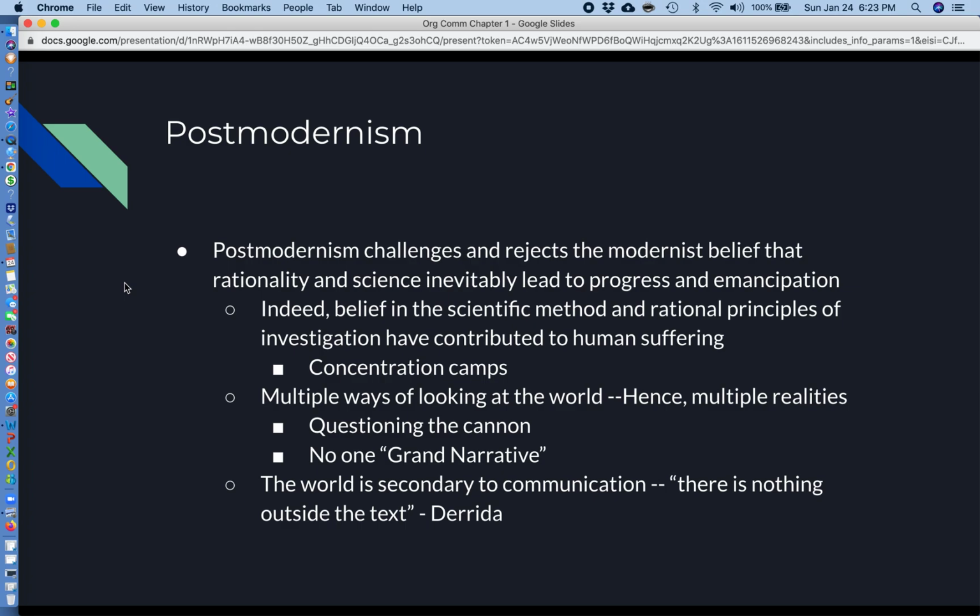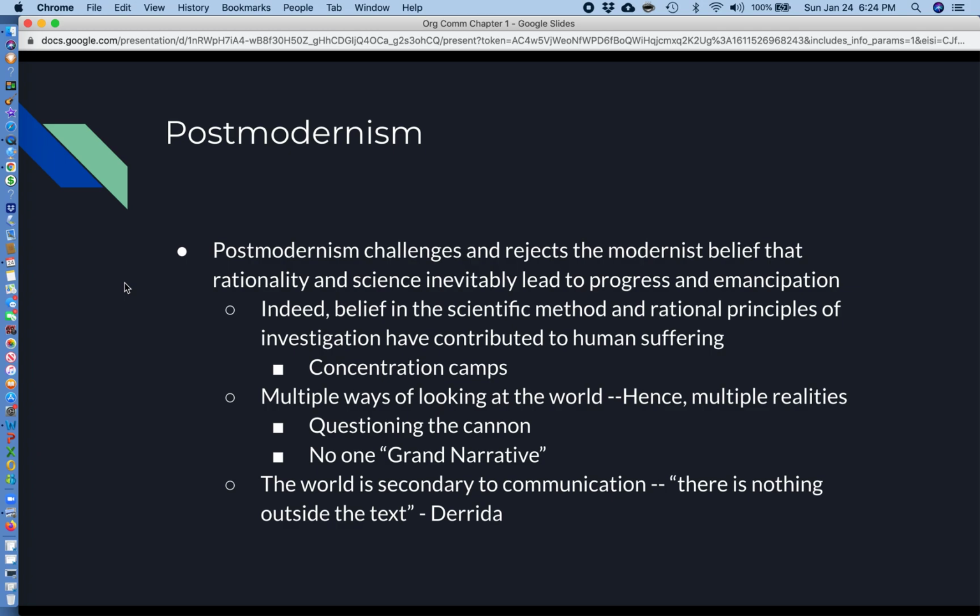Now, another approach is a postmodern approach. And postmodernism is a fancy way of thinking that really caught traction in the 1960s and has progressed since then. Postmodernism challenges the modernist belief that reason and science help humankind. Indeed, some of the people in the postmodern school say that reason and science have hurt us more than they've helped us. And an example of this might be the concentration camps in Germany during the Second World War.